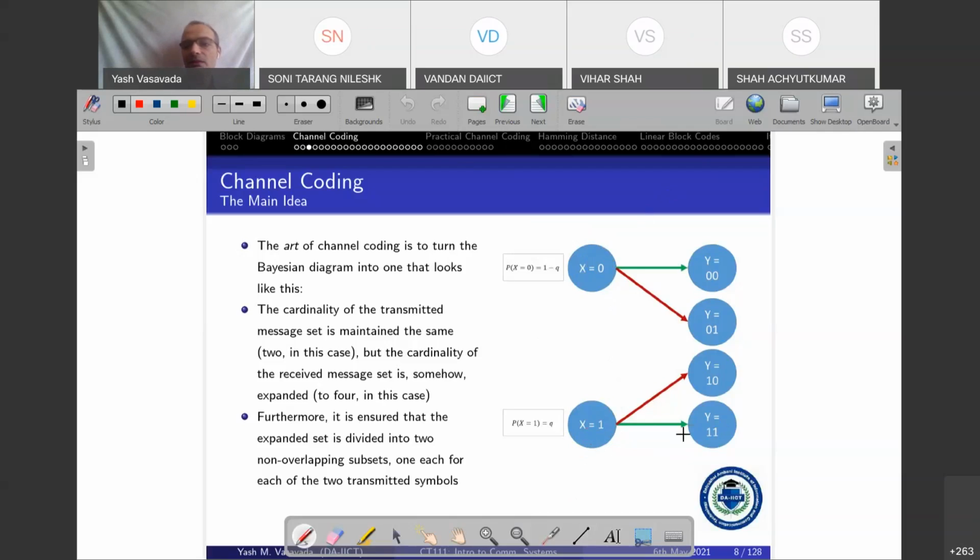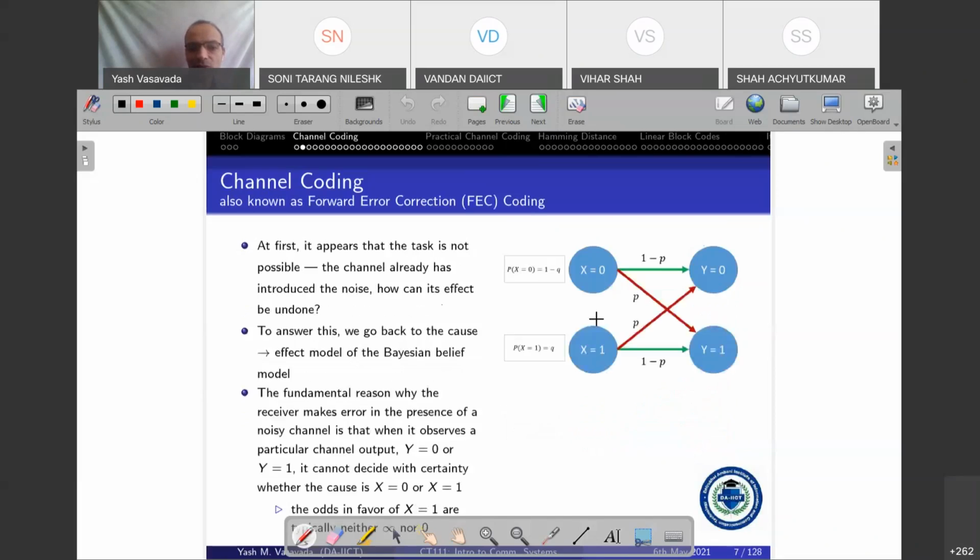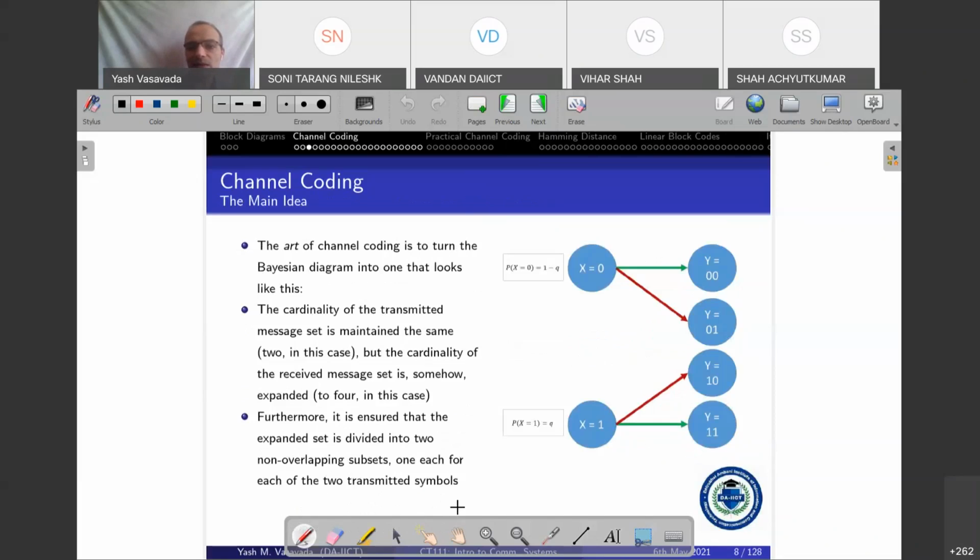And similarly, if you get 1, 0 or 1, 1, then the probability of x equal to 1 given y becomes 1 and x equal to 0 becomes 0. So again, you get conditional probability numbers which are either 1 or 0, and therefore if you take the odds either in favor of 1 or in favor of 0, you get an answer which is either infinity or 0, which means that the receiver does not have any confusion or doubt about what bit was transmitted. So this is the main idea of channel coding.